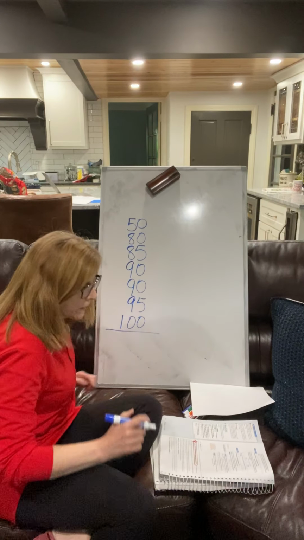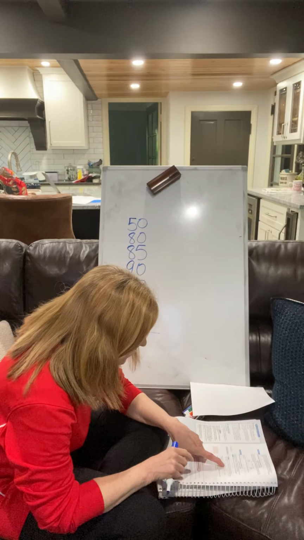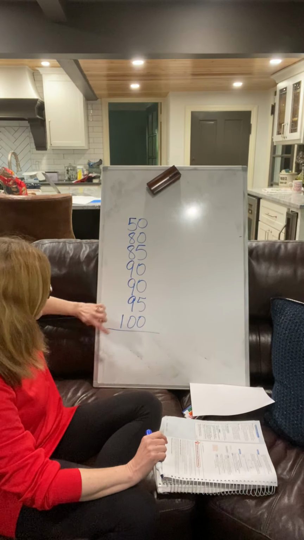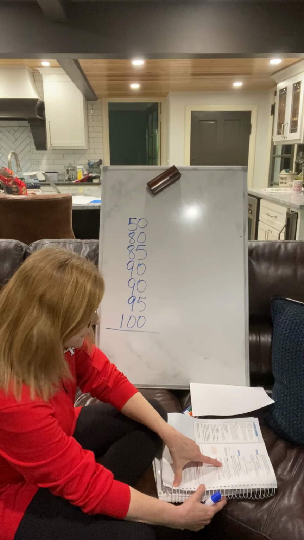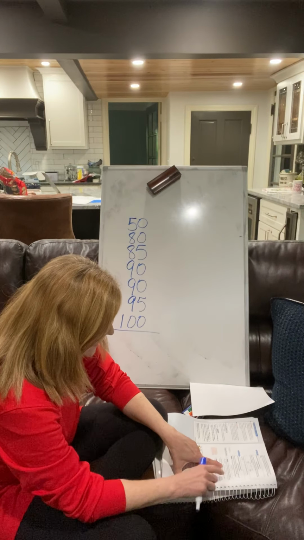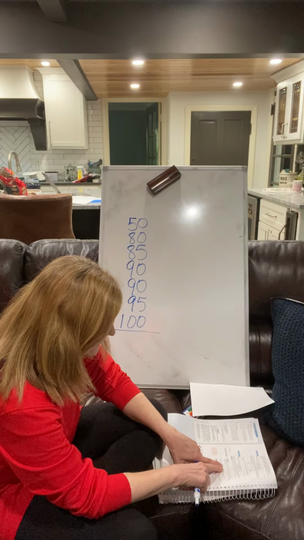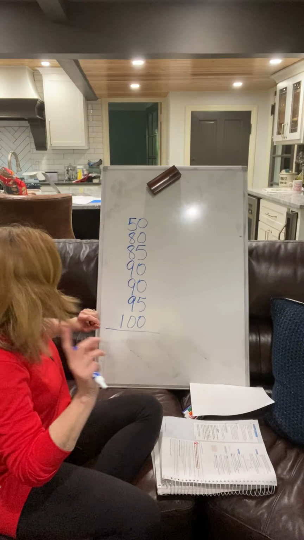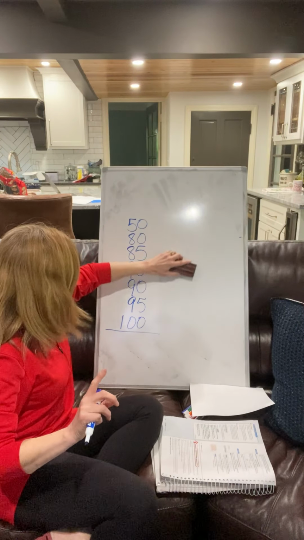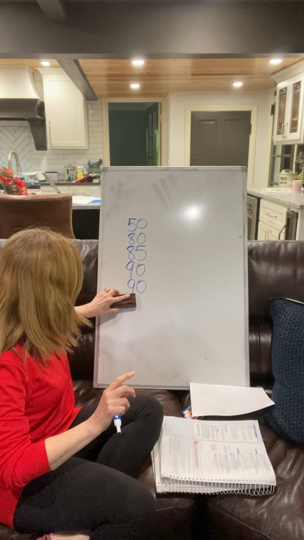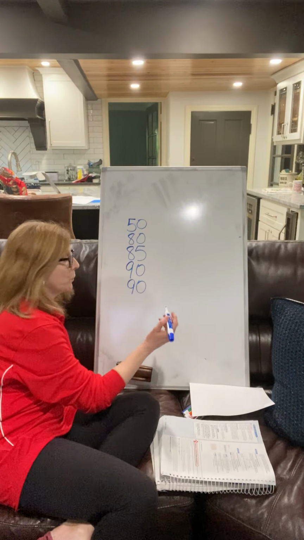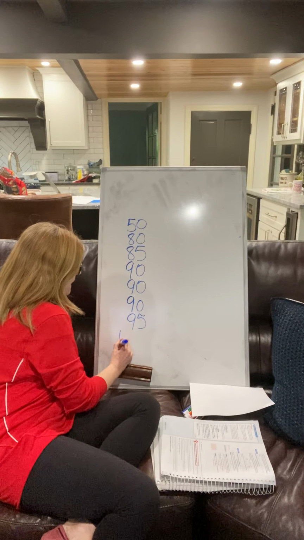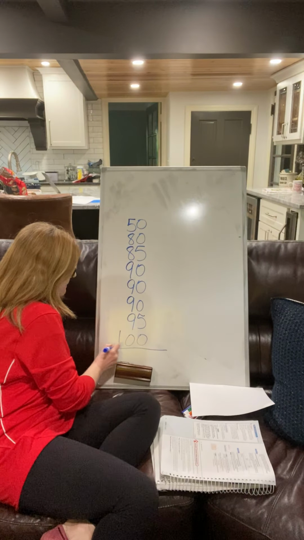All right, so let's count. There's 1, 2, 3, 4, 5, 6, 7 numbers. Oh, I'm missing one. 50, 80, 85, 90, 90, 90. Oh, I only put 2 90s. See, that's why you need to check your work, even to make sure that you're writing the problem correctly. So 90, 90, 90, 95, and 100, okay?